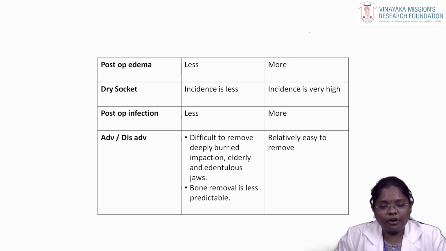So postoperative edema is less, dry socket incidence is less, and postoperative infection chance is also less in chisel mallet technique. The advantage of burr technique is it is relatively easy to remove. The disadvantage in chisel mallet technique is it is difficult to remove deeply buried impactions, also impactions in elderly and edentulous jaws. Bone removal is also less predictable.